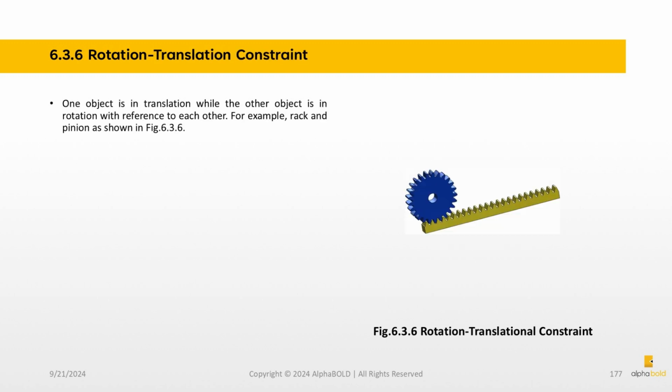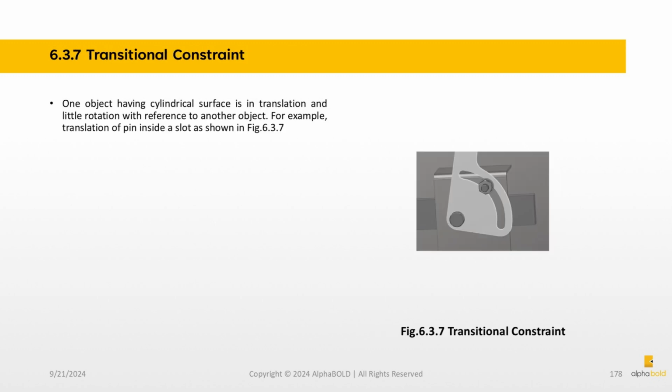Rotation translation constraint. One object is in translation while the other object is in rotation with reference to each other. For example, rack and pinion. Transitional constraint. One object having cylindrical surface is in translation and little rotation with reference to another object. For example, translation of pin inside a slot.